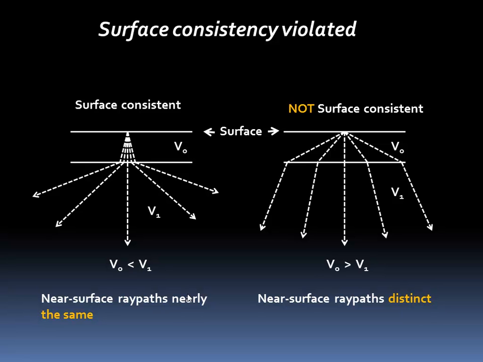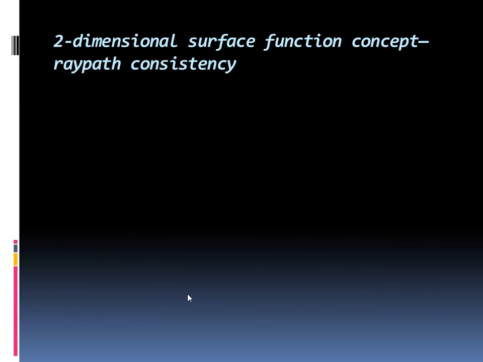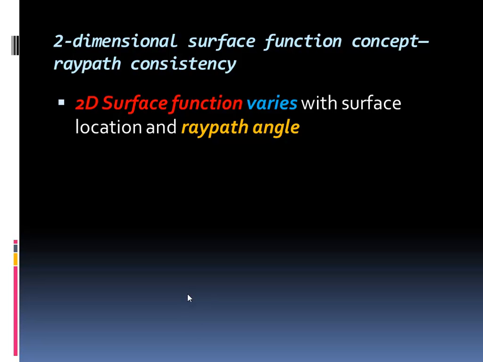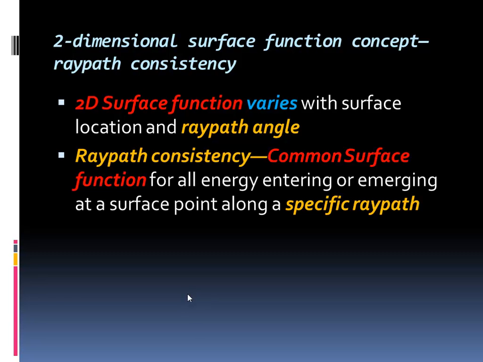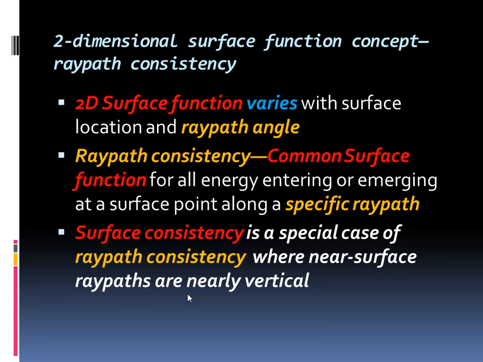On the other hand, when the velocity of that near surface layer is larger than the velocity beneath, or even comparable to, we have a picture more like this, where these raypaths are not nearly the same, and in fact, energy transmitted along them doesn't come through a common ray path. So this is what we mean by not surface consistent. So in order to deal with this, what we really need to do is to go to the concept of a two-dimensional surface function, so that the function can vary with surface location and with ray path angle. So then when we talk about ray path consistency, this is the concept I'm trying to introduce, it means that we have a common surface function for all energy entering or emerging at a surface point at a specific ray path. And then what we'll find is that surface consistency is just a special case of ray path consistency.